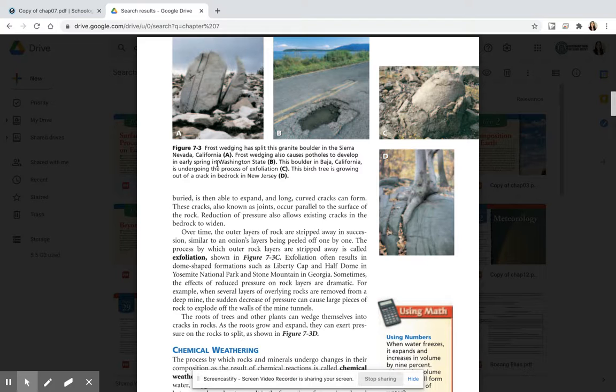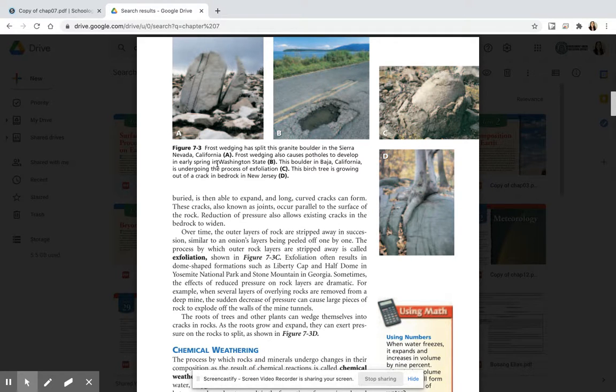Over time, the outer layers of the rock are stripped away in succession, similar to an onion's layers being peeled off one by one. The process by which outer rock layers are stripped away is called exfoliation, shown in Figure 7.3c. Exfoliation often results in a dome-shaped formation such as Liberty Cap and Half Dome in Yosemite National Park and Stone Mountain in Georgia.